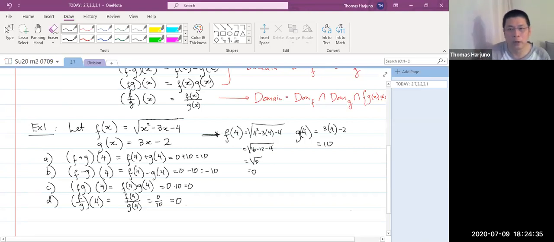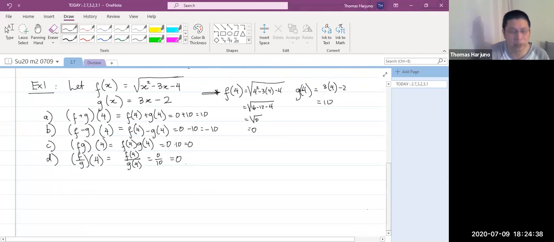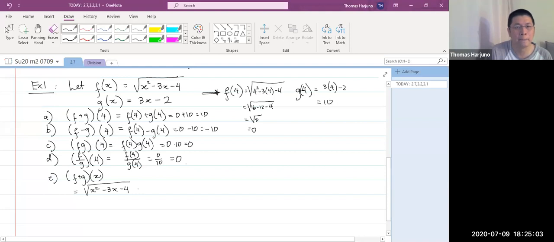No, no, no. The further emphasis will be starting from, for example, f plus g of x. So instead of requiring that to be computed at 4 or any specific number, we deal with this as the sum of two functions. So these two functions, when you add them, it becomes this guy plus 3x minus 2.